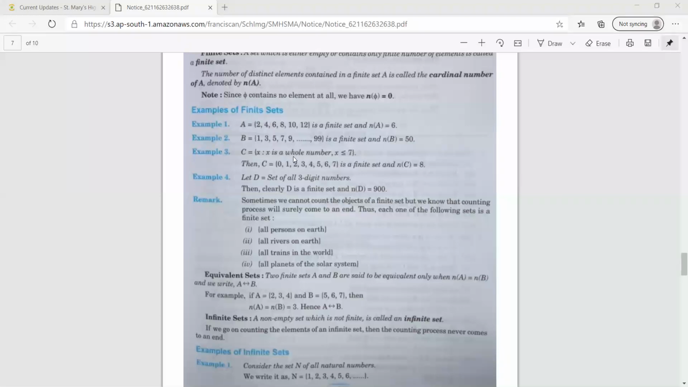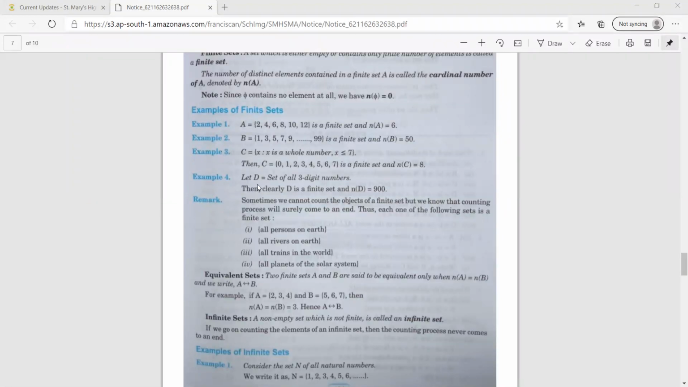So the whole numbers less than 7 are 0, 1, 2, 3, 4, 5, 6, and equal to 7 is 7. So the elements of set C will be all of these: 0, 1, 2, 3, 4, 5, 6, 7. It is a finite set and we know that it has 8 elements. So the cardinal number of C will be 8.